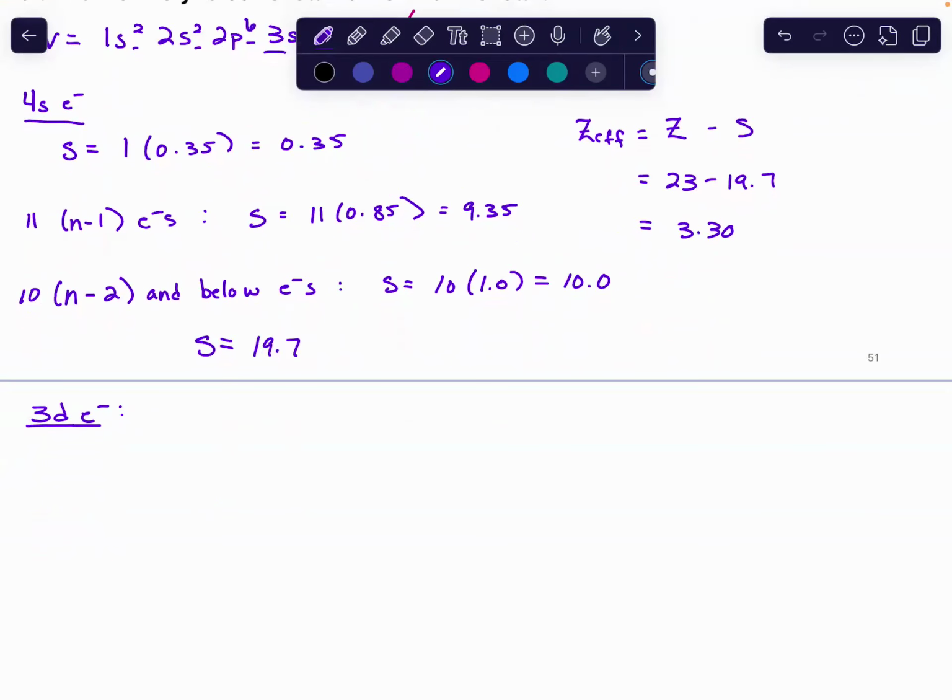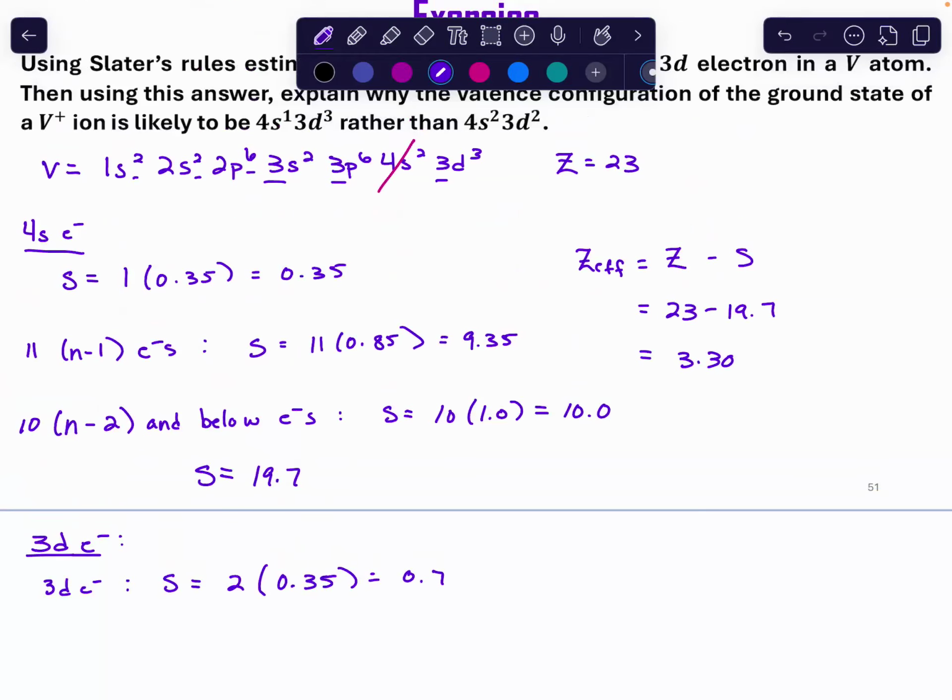Of course, we can't have 3f. f doesn't start until n equals 4. But that means I have 2 other electrons there. So for my 3d electrons, my shielding constant from the 2 electrons that are left that I'm not looking at is 2 times 0.35, which is 0.7. Now, for the nd, nf groups, we do all of the electrons in lower groups.